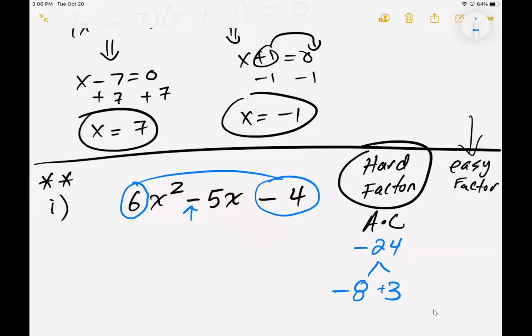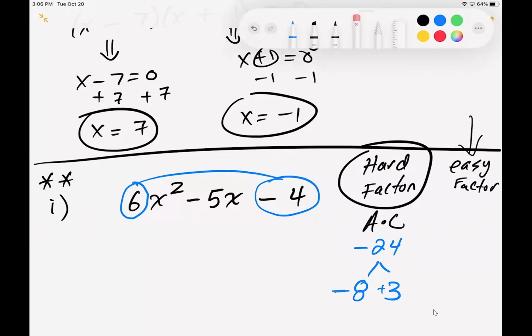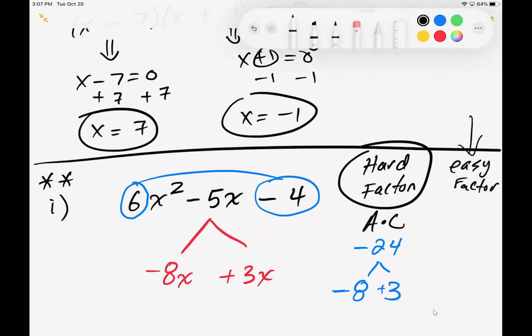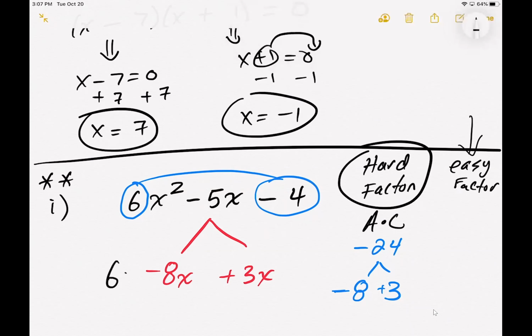And if you remember from yesterday, after we find a multiple, it's not as easy as the other problem where we just put the A in one parenthesis and the 3 in the other parenthesis. We kind of did that too. It's just that we need to put this as negative 8x plus 3x, and then we bring down the 6x squared, and we bring down a 4.